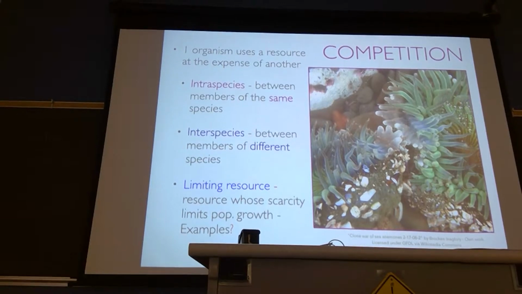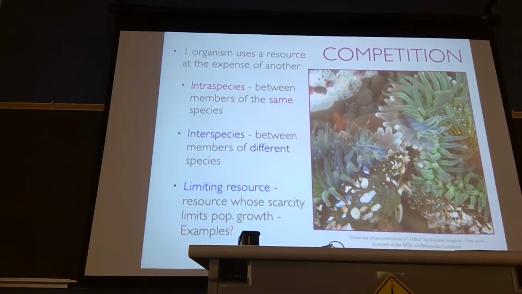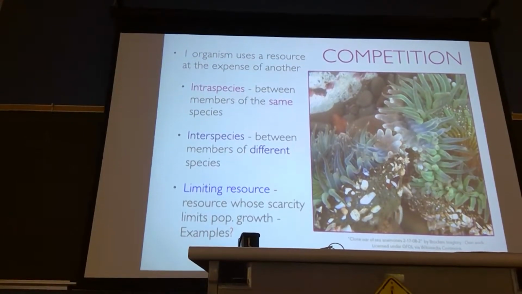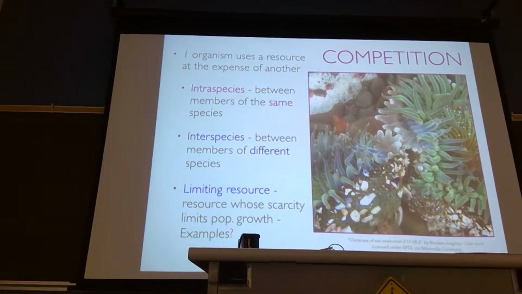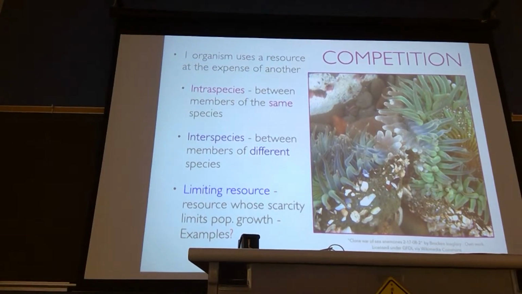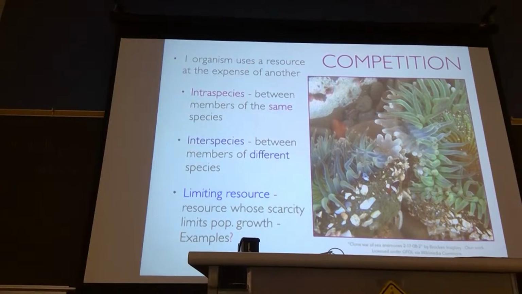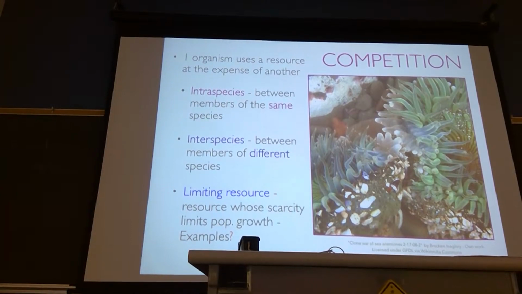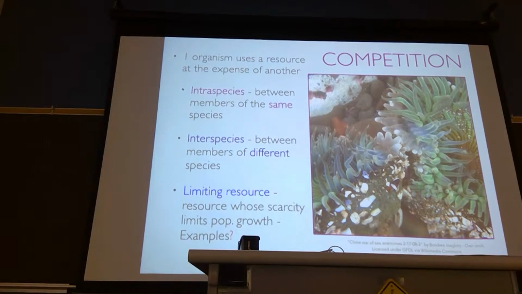Interspecies competition, I-N-T-E-R, is when we have members of different species that compete. Some types of competition are specific to within a species, but there's lots of overlap in intra and interspecies competition. What they're competing for are limiting resources, resources that are scarce relative to the abundance of the population itself. A limiting resource is one whose scarcity limits population growth, that sets carrying capacity for a population.